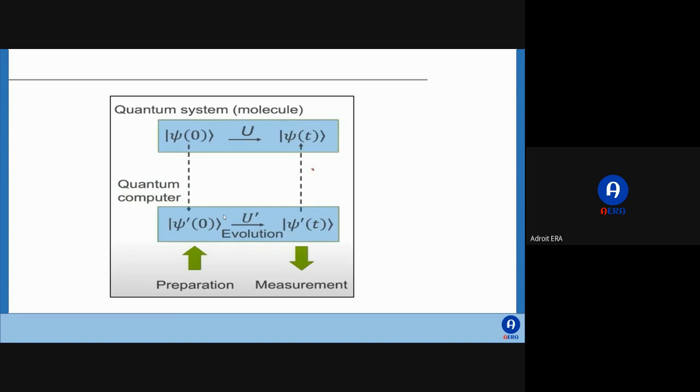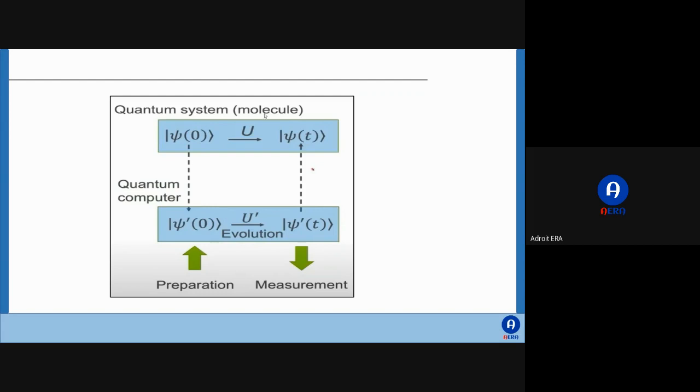So what we do is find the lowest value, and if that is the lowest value, then that will be the answer. If it is not the lowest value, then the measurement goes to the classical computer. The classical computer optimizes the parameters and sends them again to the quantum computer, and the loop goes on until you find the lowest energy state of a particular molecule or the particular problem you are interested in, right?